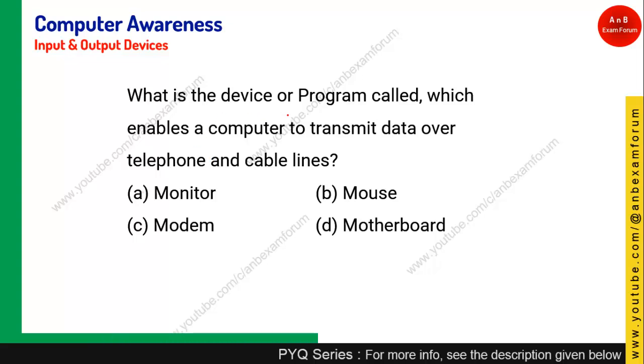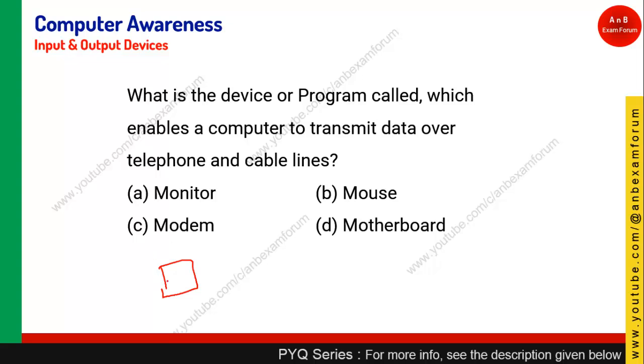Coming to the next question, what is the device or program called that enables a computer to transmit data over telephone and cable lines? Modem, as I told you. If it is connected to the telephone line, it is basically your analog signal. So modem converts that analog signal to the digital signal. Digital signal will be fed to the computer and it will process it. So modem for this particular question is the right answer.